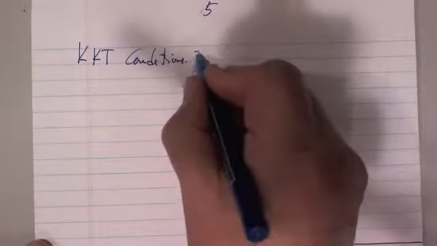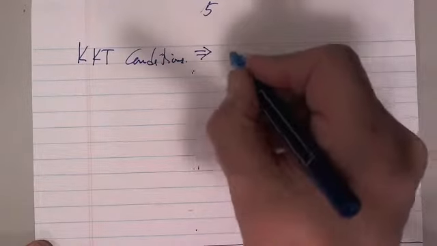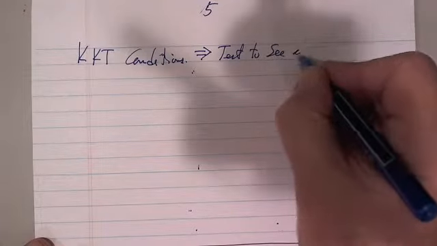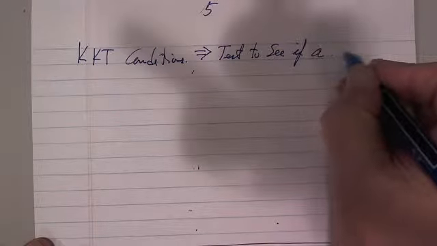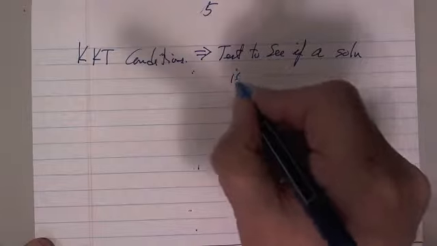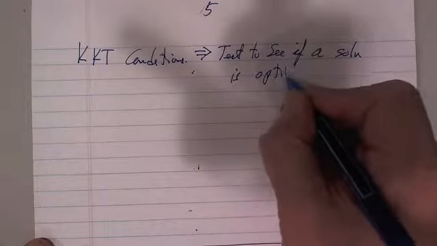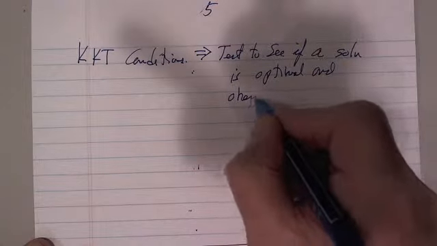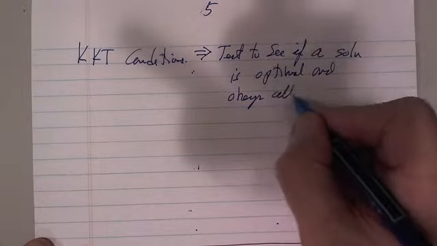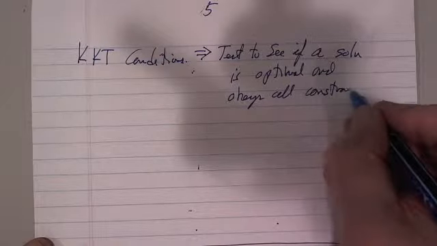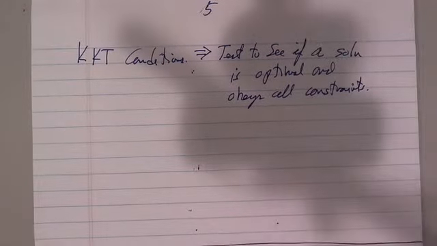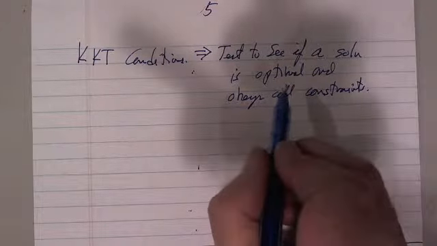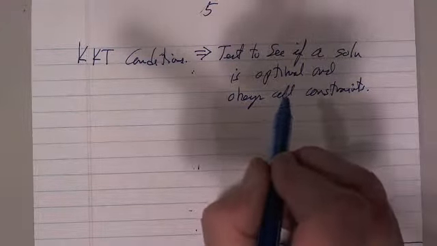Now, what these conditions are good for is that they allow you to test to see if a solution is optimal and obeys all constraints. But it does not give you specific instructions as to how to get to that solution.